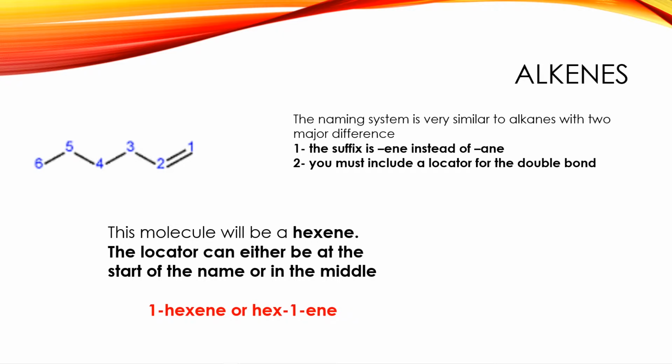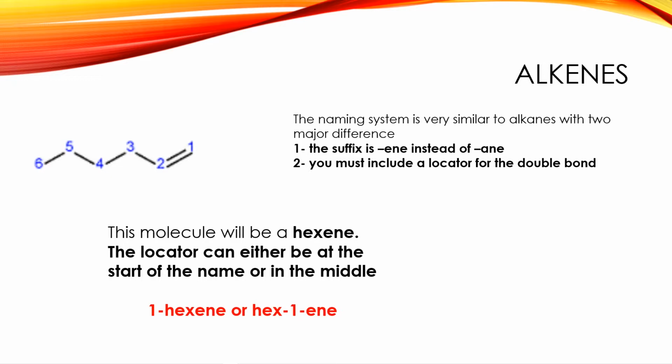So the main differences there are two. Firstly, the suffix is ene instead of ane. So if you have a double bond anywhere in that main chain, instead of being an alkane, it is now classified as an alkene. And you need to be able to locate where that double bond is. If you don't put a locator in there, then they could draw the double bond anywhere and it's not going to be the same molecule. It's going to have different properties and we don't want that. So very, very important, must have a locator, and the suffix is now going to be ene instead of ane.